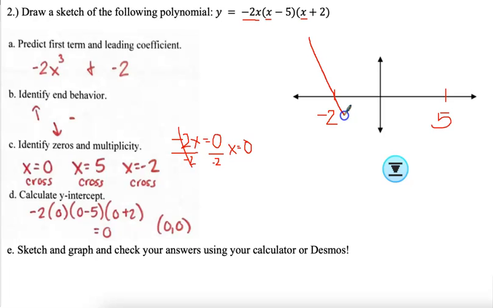The next number would be 0. So I'm going to head back to 0. I'm going to cross through it again. The next number I'm approaching is 5. So I'm going to go back down to 5, and I'm going to cross through again. Ta-da! And here is our lovely cubic function. Starting up high, crossing through negative 2, crossing through 0, and then crossing through 5. And again, if you wanted to check your answer in Desmos, it would give you a way prettier graph than this. Okay?